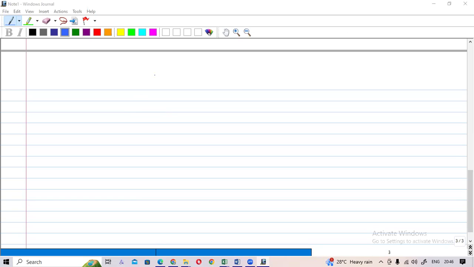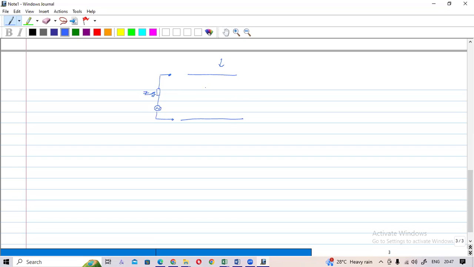Okay, if you consider a source, that source has a specific impedance that is referred to as Zg, the generator impedance. Now this generator is connected to a transmission line.